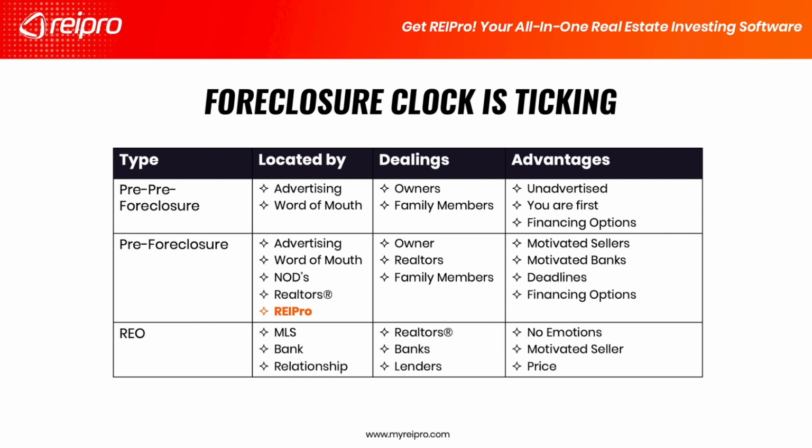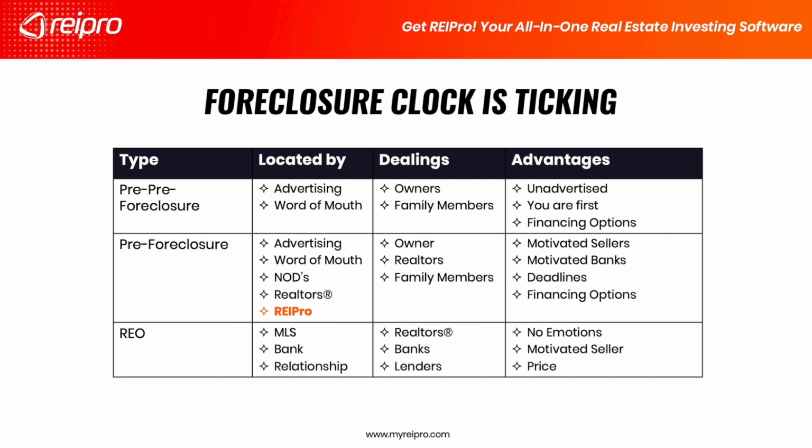And again, you're going to have so many different financing options, from just buying the house out with cash. You could get hard money. You could get a loan on the property just to cash the owner out, as well as maybe doing some creative financing. Then we get to the foreclosure stage, and these are going to be located by advertising, again, word of mouth, and then NODs, so notices of default.